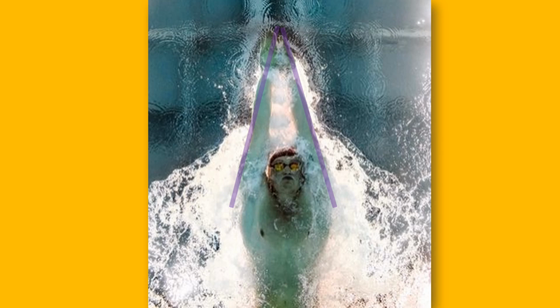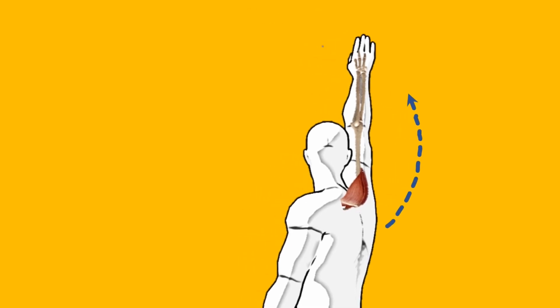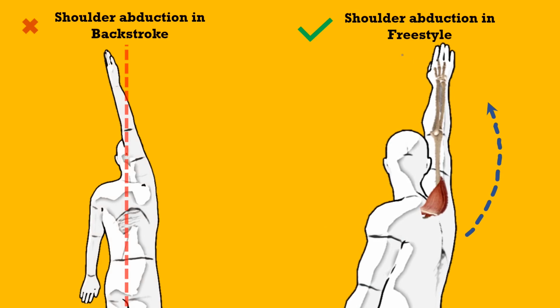The shoulder abduction path is also appropriate for the extension phase of freestyle for the same reason of drag reduction. Because the arms cycle in front of the swimmer for freestyle, it is easier to figure out that the head is the boundary between left and right.